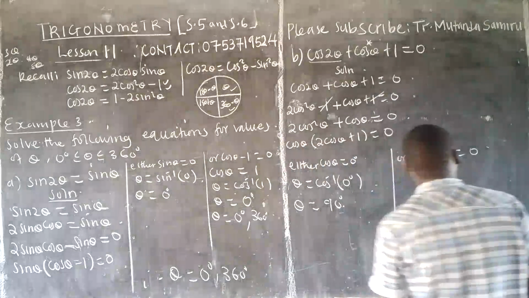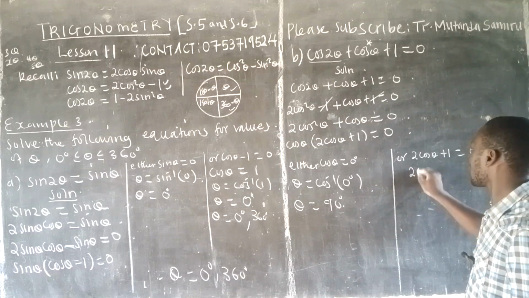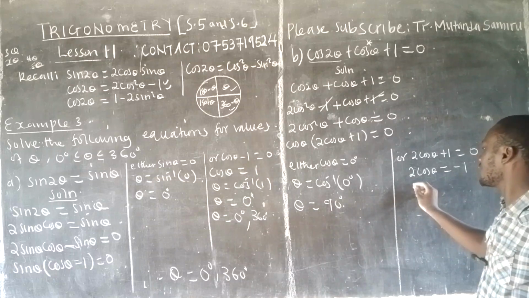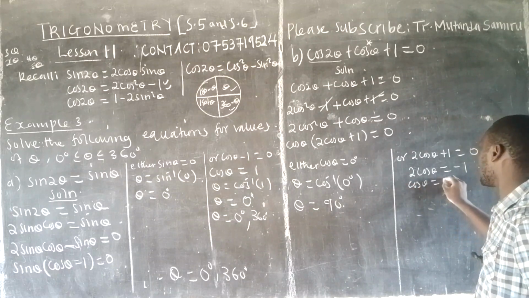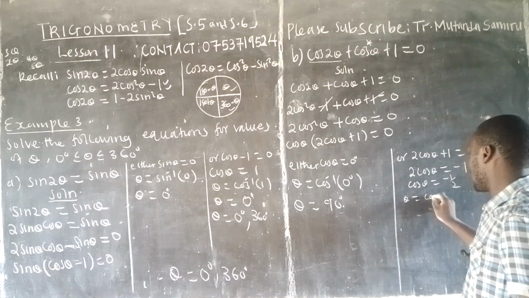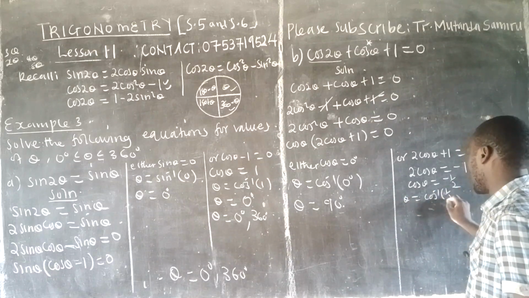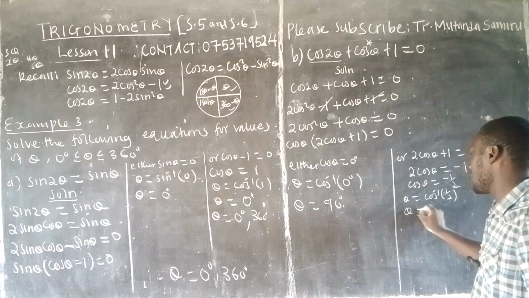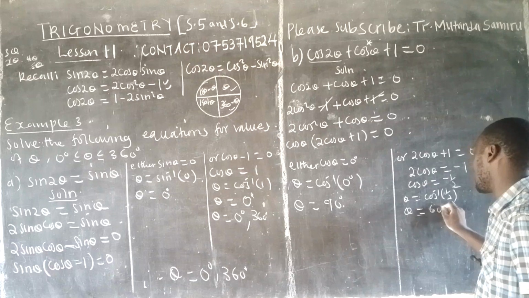Come this side, this will be, okay, 2 cos theta will be equal to negative 1. I've got the like terms. So it will be that cos theta will be equal to negative half. There like that. So theta will be equal to cos inverse of a half. I told you the reason why we do this. I explained in the first videos, you can look for them. I explained why we don't put a negative here, because this negative only shows the quadrant where cos is negative. So theta will be equal to cos inverse of a half, which is 60 degrees.